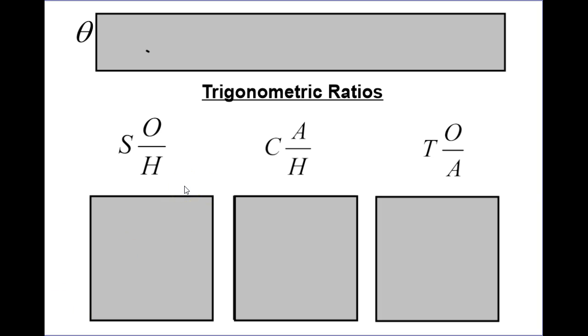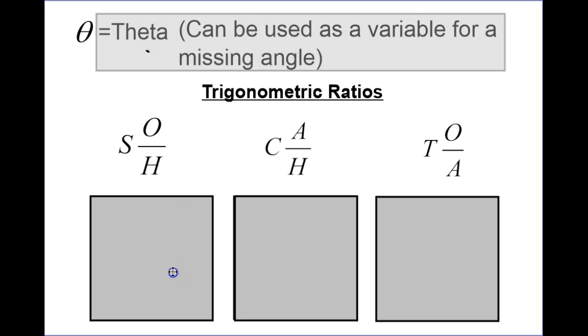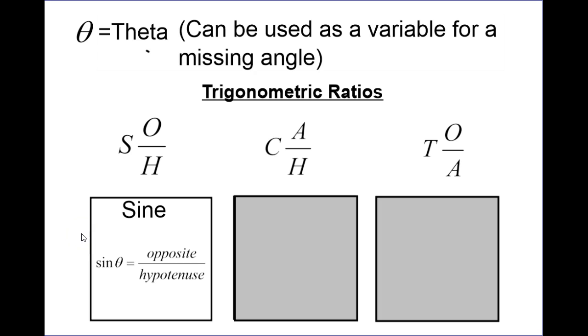The first one was opposite over hypotenuse, and in math, we give that a special name: the sine ratio. The sine of your angle, which if we don't know it, we call theta, is equal to the opposite side divided by the hypotenuse side. It's pronounced sine, and the abbreviation is SIN.